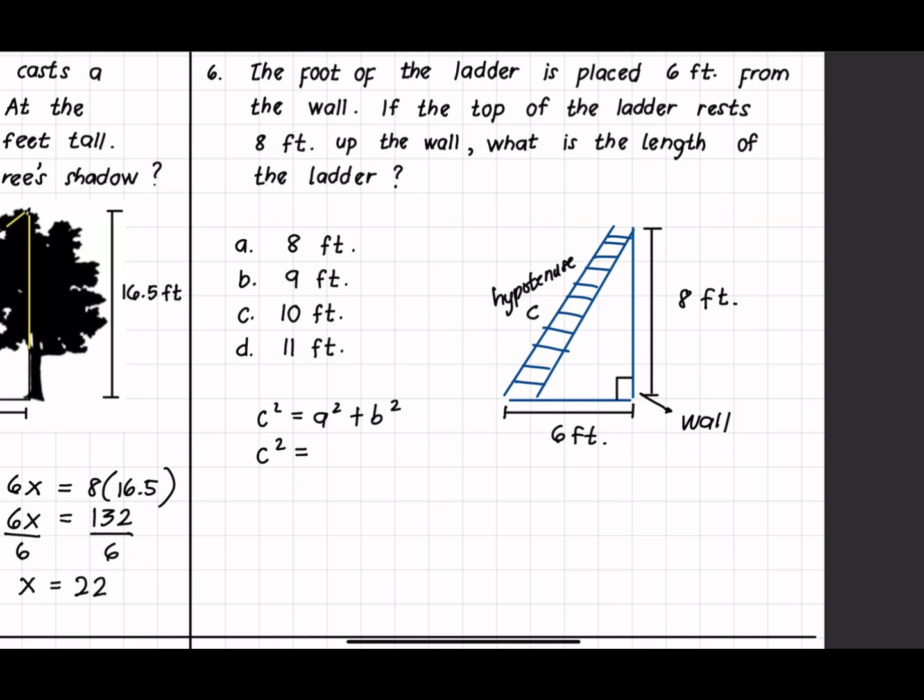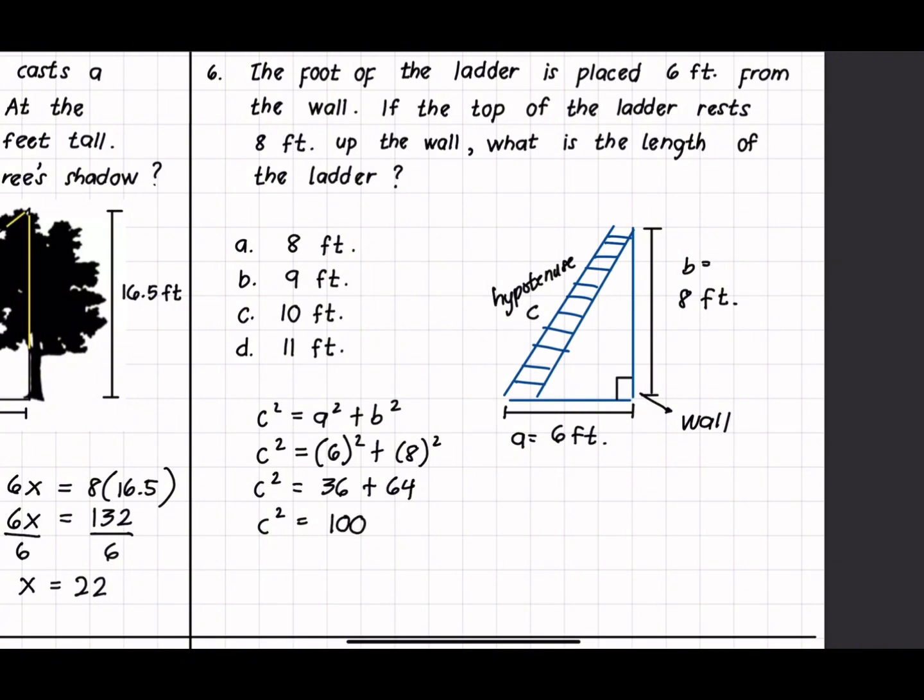So we have C squared is equal to the measure of the two legs. Let's say 6 feet is our A and 8 feet is our B. So we will have A squared, which is 6 raised to 2, plus B, which is 8 squared. C squared is 36 plus 64, and 36 plus 64 is 100.